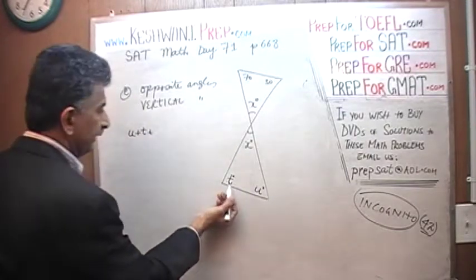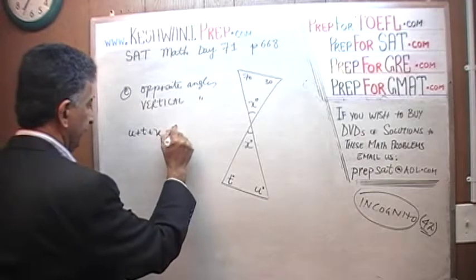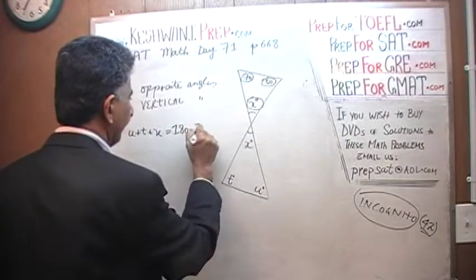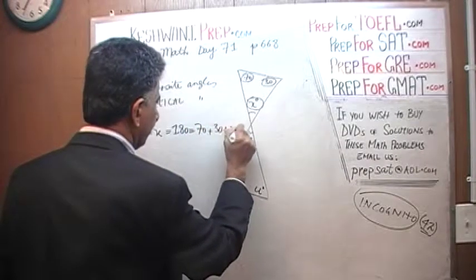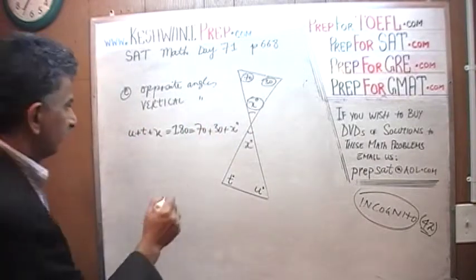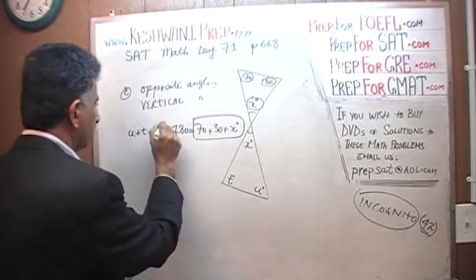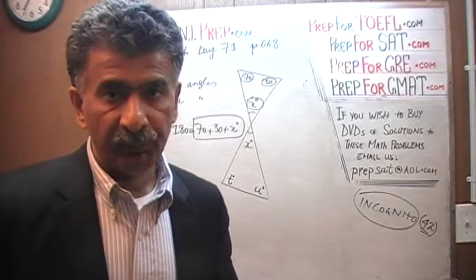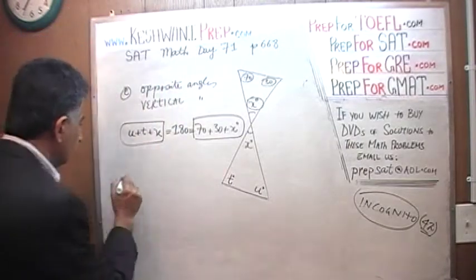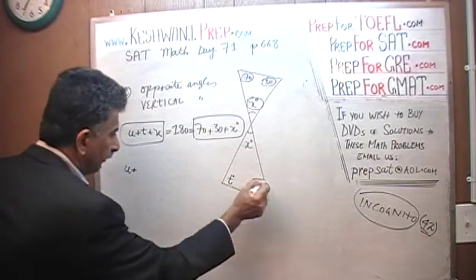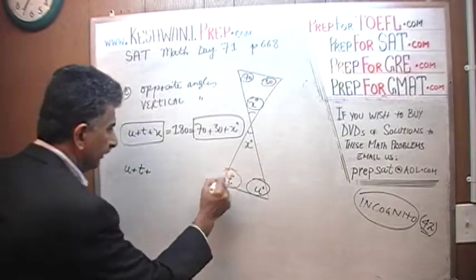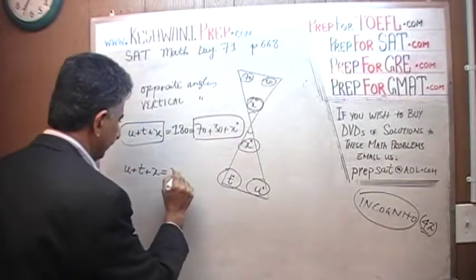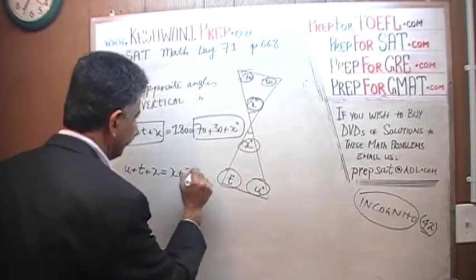U plus t plus x equals 180, but so does 70 plus 30 plus x. Obviously, because the sum of these three angles has to equal the sum of these three angles, because the sum of both of these triplets equals 180. Therefore, u plus t plus x must equal x plus 70 plus 30.